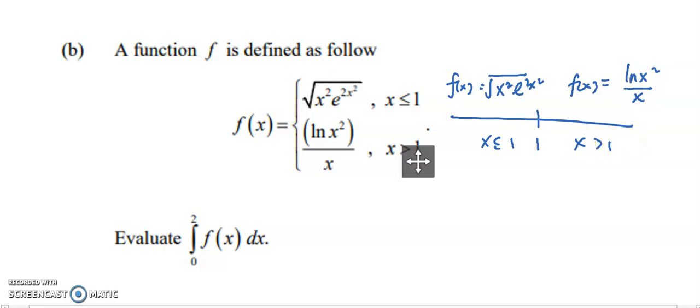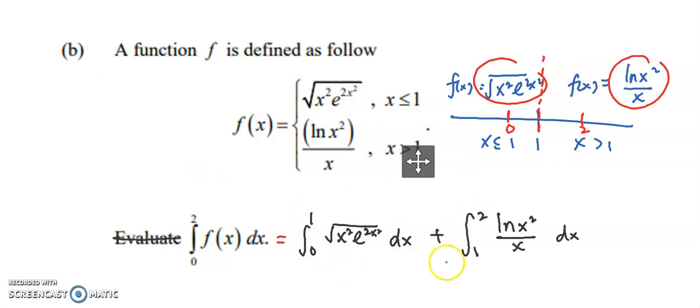So if you would like to integrate from 0 to 2, for example, 0 is over here to 2, it involves both of the functions. So we need to split this into 2. First, we integrate from 0 to 1 for the first function, plus the integral from 1 to 2 for the second function. And this is what I mean.